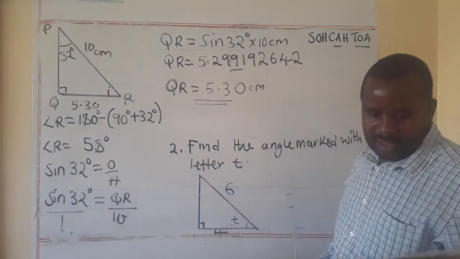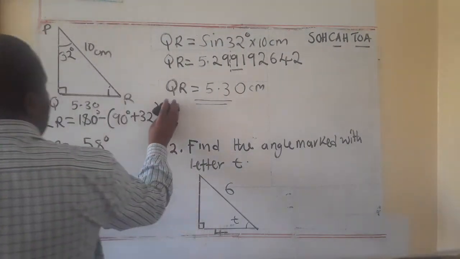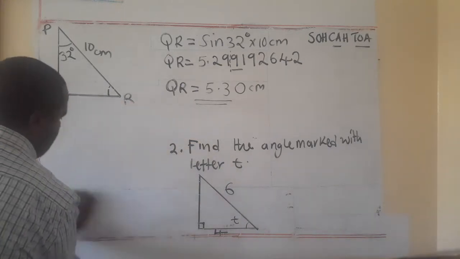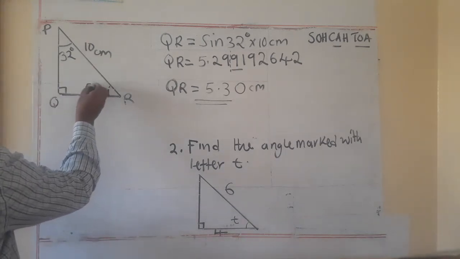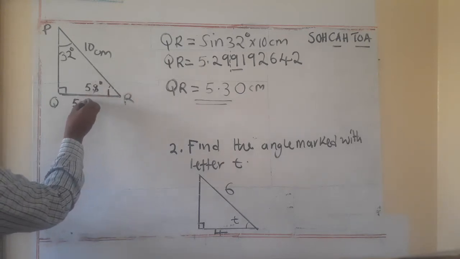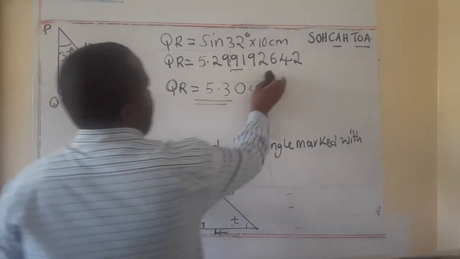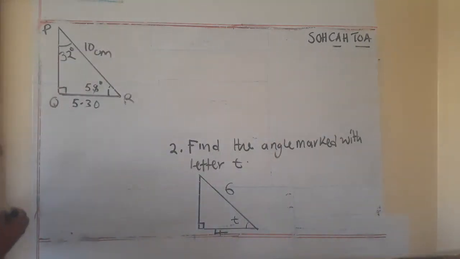So in this case, remember we found this to be 58, and this we got it to be 5.3. You can even say 0 here. We can try to get PQ. So if I want to get PQ with regard to this angle, I say it's an adjacent. Then using the hypotenuse, so we'll go for a cos.